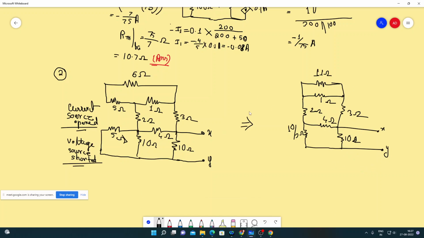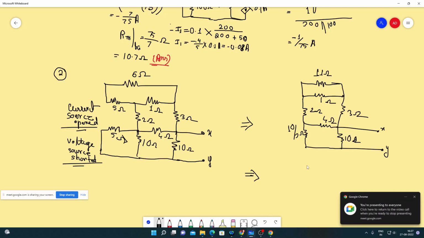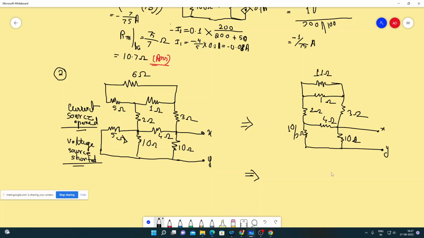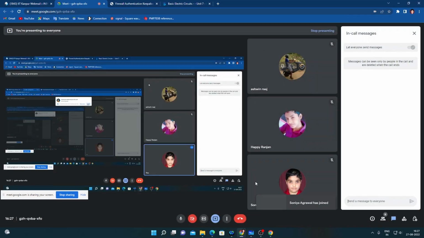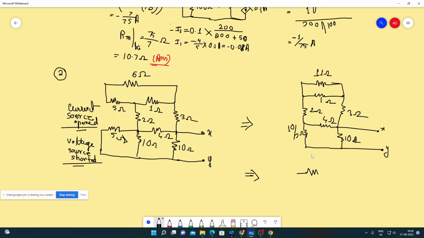Now simplifying this circuit again, so 11 ohm is parallel with 1 ohm and then in series with 2 and 3 ohms. So 11 parallel with 1 gives me 11/12. Here we can directly write, since 11 ohms is in parallel with 1 ohm and then the combination is in series with 2 ohms and 3 ohms, it to be 11/12 plus 5, that gives me 71/12 ohms.